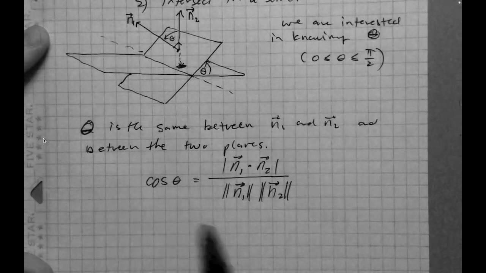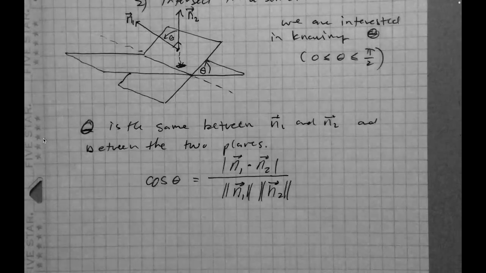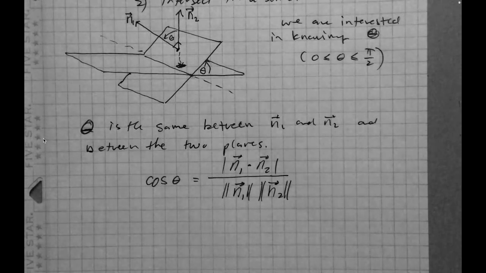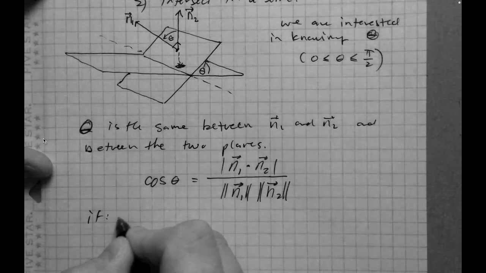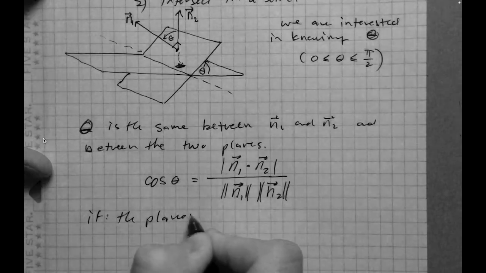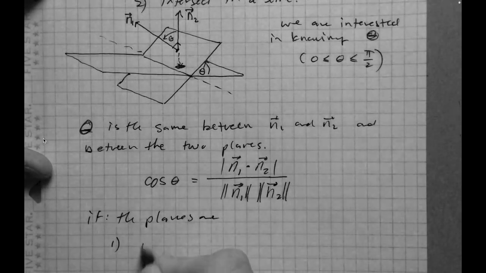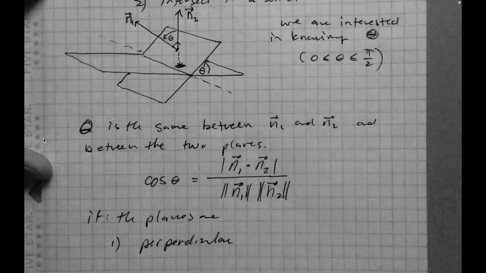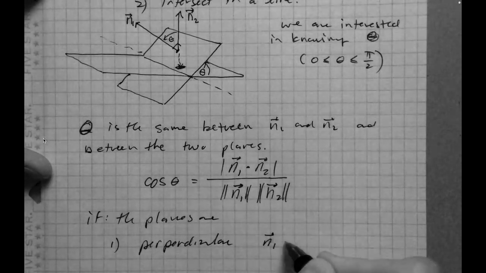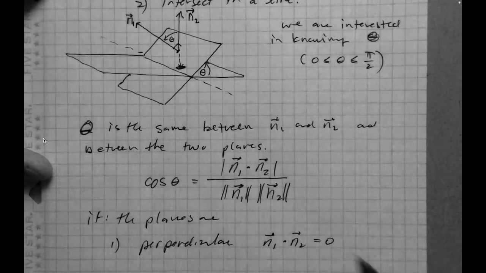Okay, and a couple of things. If the planes are perpendicular, what does that mean? If the planes are perpendicular, what's the dot product? Well, what does that mean? That means n1 dot n2 is 0.